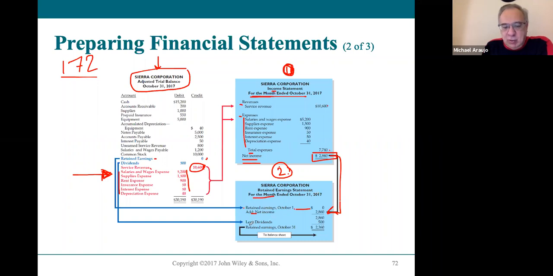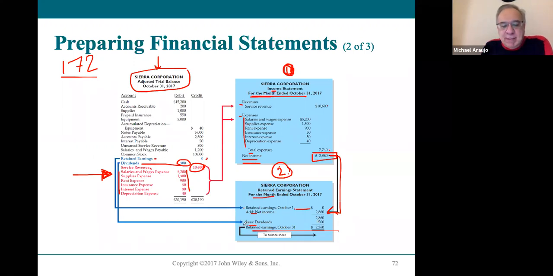And then, after that, we subtract out dividends. Well, how do we know if we had dividends? Well, as you see, the dividends account is listed here on the adjusted trial balance, and your $500 balance is there. Dividends are taken away from the company. They're sent out. So they're taken out of retained earnings. So retained earnings actually ends the month with a balance of 2360.